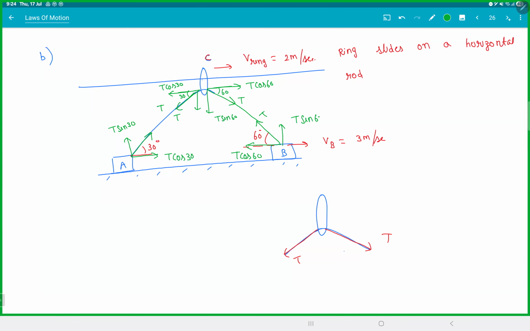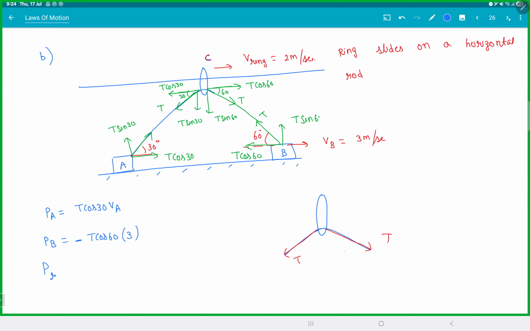Please have a look at the tension components. We will take the tensions only in the direction of velocity. So power of A will be T cos 30 into VA. Power of B: tension is backward, velocity is forward, so I'm putting a minus sign. T cos 60 into VB, that is 3.